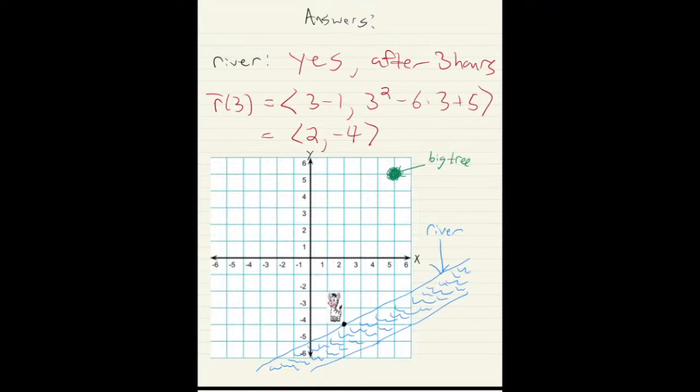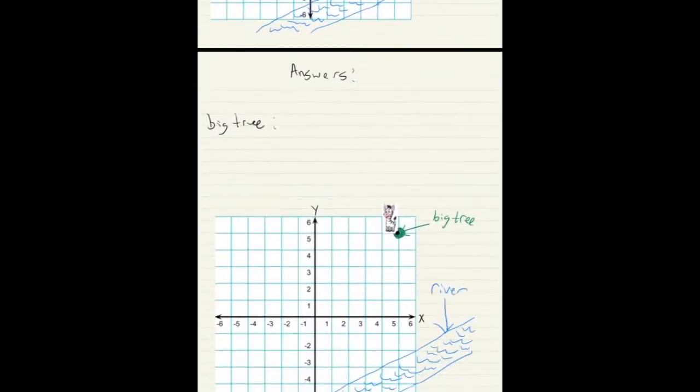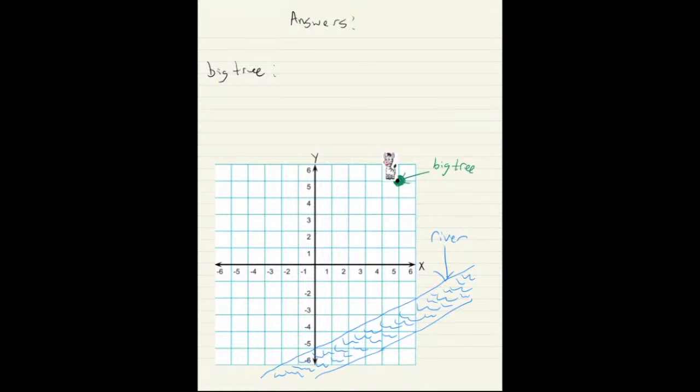What about the big tree? This was actually easier, right? This you can set up a system of equations and solve for that. But you can also do trial and error here. I think everyone agreed that posted, yes, he does reach the big tree, and it is after 6 hours. I agree with all of you. Yes, after 6 hours. Good work, folks. How do we do it? Well, we can set up a system, or we can do the trial and error way. We can plug in 6.